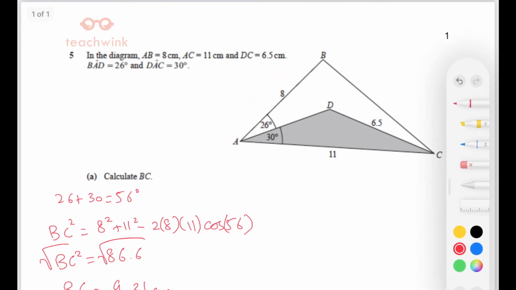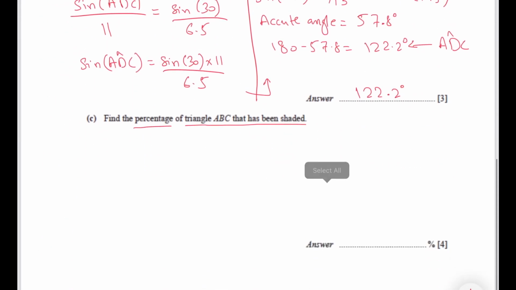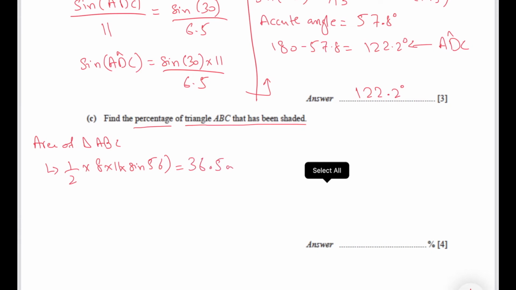We use the trigonometric method. We have this length, we have this length, and we have this side over here. So the area of triangle ABC, let's see what it is. We have half times 8 times 11 times sine 56. That's the angle between them. So our area, let's see what that is. 4 times 11 times sine 56. This gives us 36.5 centimeters squared.